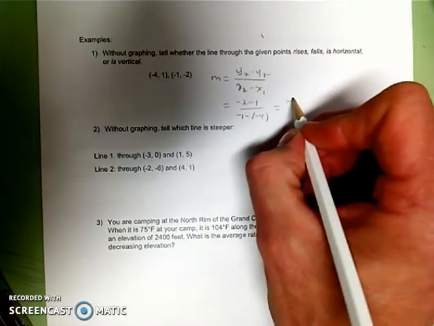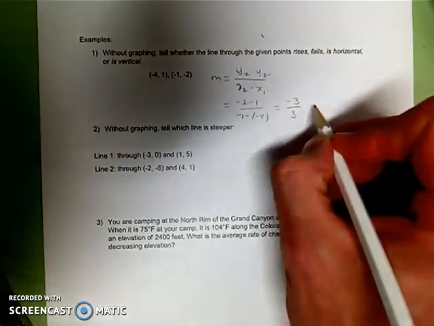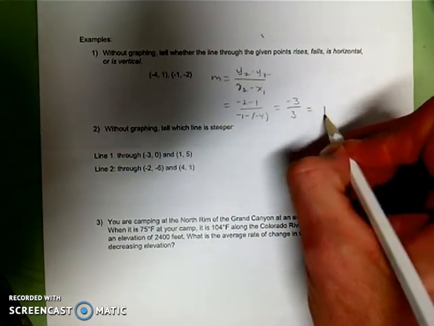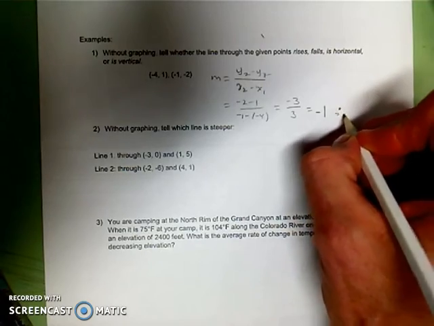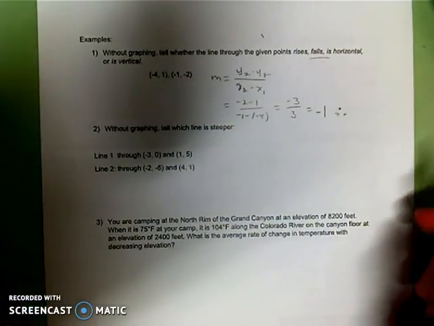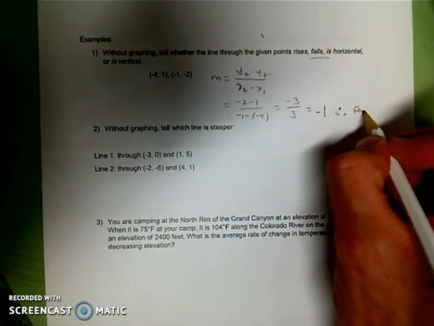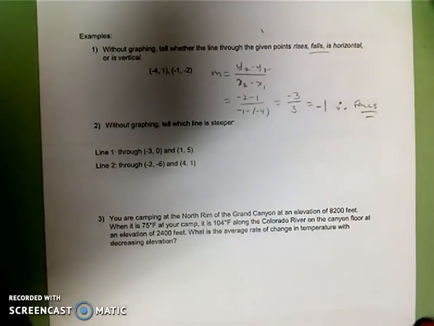Negative 2 minus negative 1 gives us negative 3. Negative 1 plus 4 is positive 3. Negative 3 over 3 is going to give us a negative 1. We know that a negative slope is going to decrease from left to right, so we say it falls. And that's the way the work would look if you saw this on a quiz or a test.